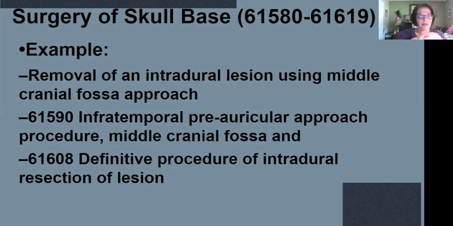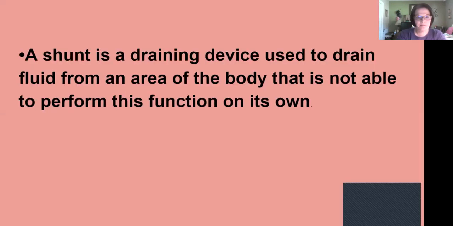Let's try down there. Surgery of base of skull. Example, removal of an intradural lesion using middle cranial fossa approach. 61590 is the intratemporal prearticular approach procedure, middle cranial fossa, and 61608 definitive procedure of intradural resection of the lesion.